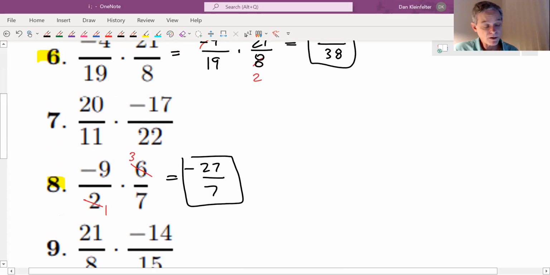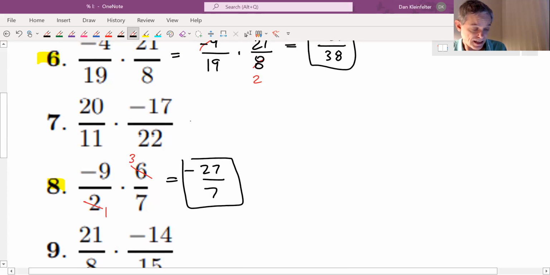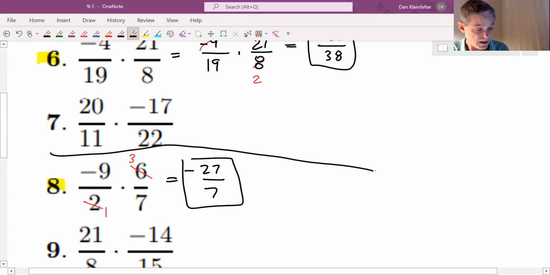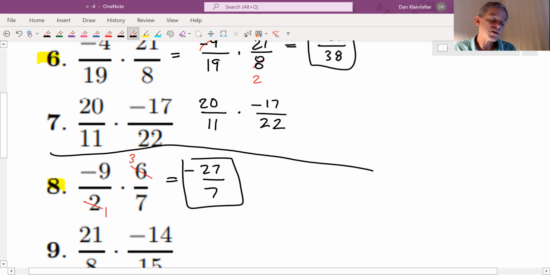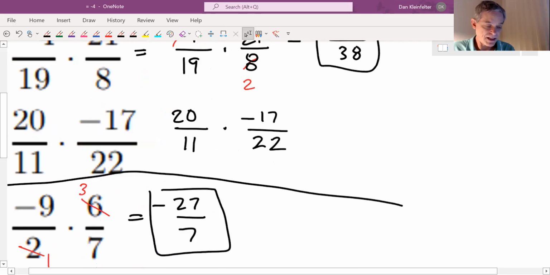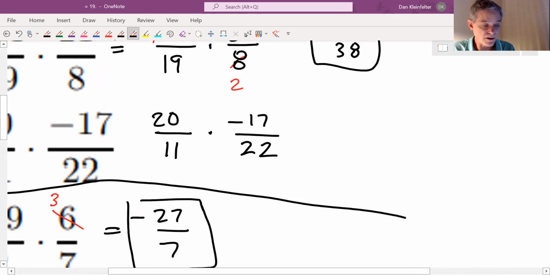I was going to pass over number 7, but it looks actually kind of interesting to me. So let me go ahead and do number 7. For this one, we have 20 over 11, and then negative 17 over 22. Now looking for things that may simplify, the 20 and 22 have a common factor of 2, which may be divided out. 20 divided by 2 is 10, and 22 divided by 2 is 11. And so we've divided out that common factor of 2.